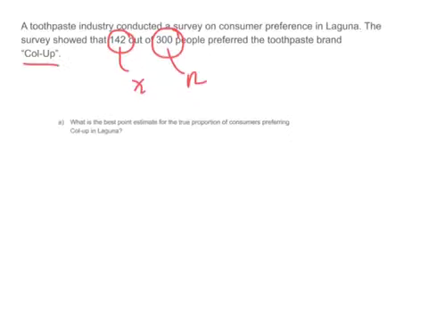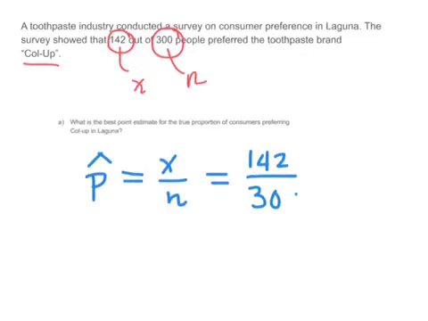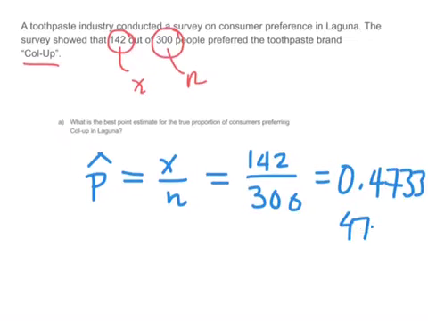Remember that the best point estimate for the true proportion is the sample proportion. The sample proportion is P hat, which is equal to X over N. So X over N is 142 over 300, which is equal to 0.4733, or 47.33%. This is our best point estimate for the true proportion.